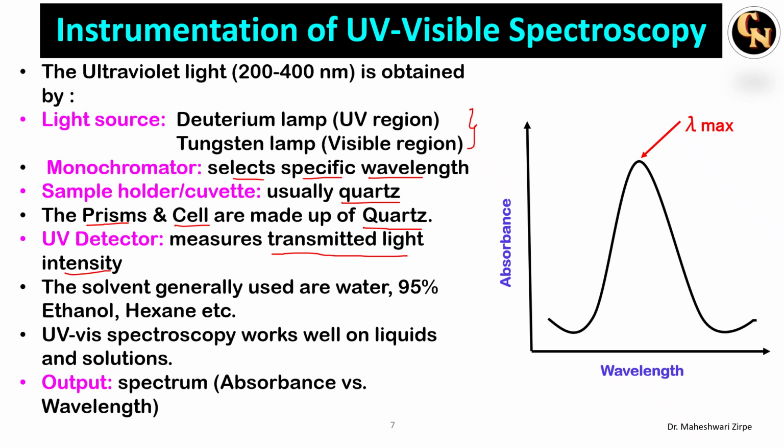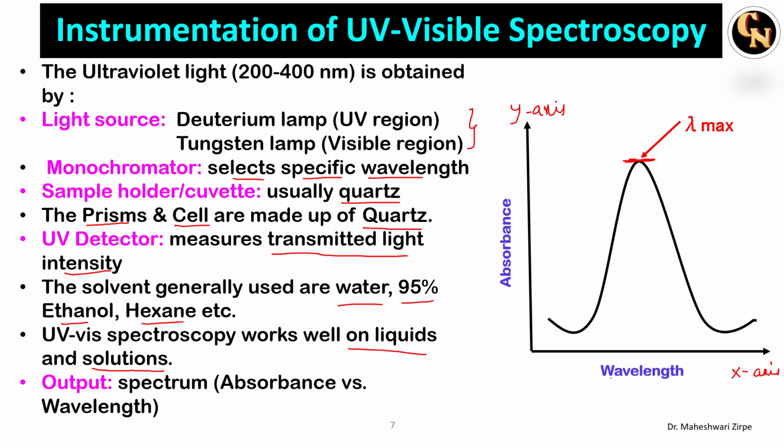The solvent generally used in UV visible spectroscopy is water, 95% alcohol or hexane. UV visible spectroscopy works well for liquids and solutions, so you will require liquids or solutions. As output, you will get a graph of absorbance on the y-axis versus wavelength on the x-axis. If you plot the graph, it will give this curve, and the highest point of the graph indicates lambda max.